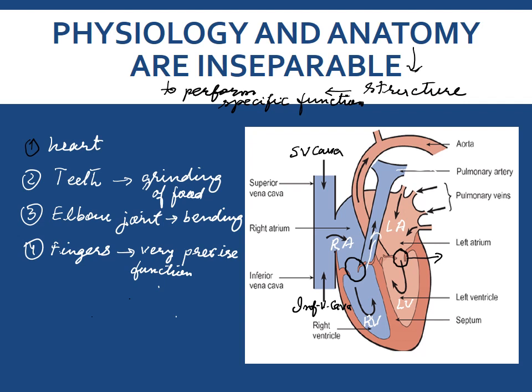If any obstruction occurs, or the opening is not working properly, or the valve cannot open and close properly, what will happen? A disturbance in the pumping and receiving of blood in the heart chambers will occur, and that definitely leads to a disease. What is a disease? We should define the disease. Disease is basically a disruption in the body process, or a disruption in the anatomical structure of the body or a specific organ.